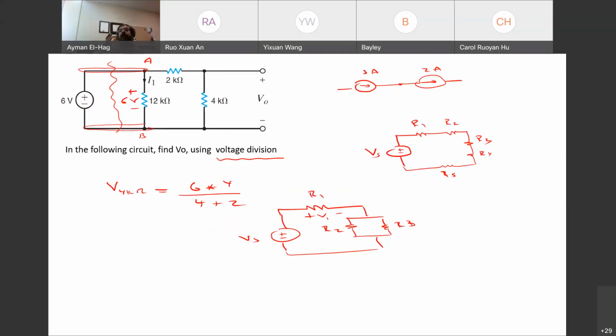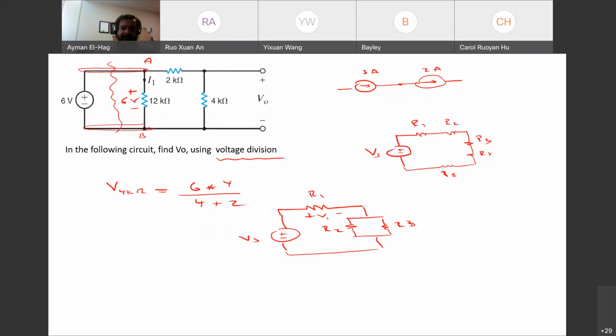Then you apply. So in conclusion, for current division and voltage division, you have to simplify the circuit until you have a voltage source in series with resistors, or a current source in parallel with two resistors, and then you apply the rule. So you might need to do some sort of reduction of the circuit before you proceed. So now we covered 3 different questions out of the 5.